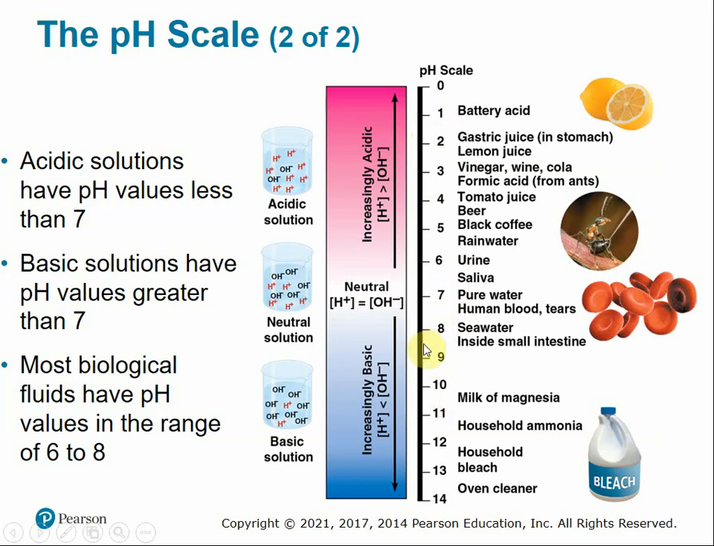So things like human blood is slightly basic. It's like 7.3 on the pH scale. Milk of magnesia, ammonia, bleach. These are very basic solutions. Most of our body fluids, so urine, saliva, blood, tears, are in the 6 to 8 range. So pretty close to the center neutral range. So anything outside this range can be potentially dangerous or deadly for a cell or an organism.